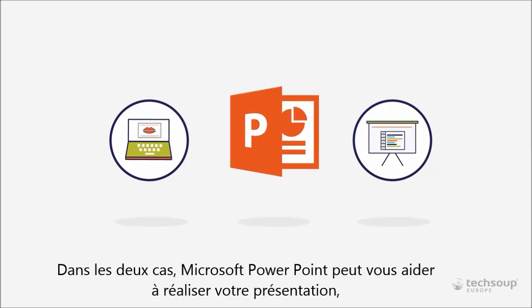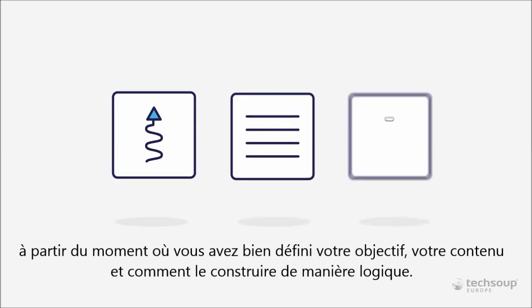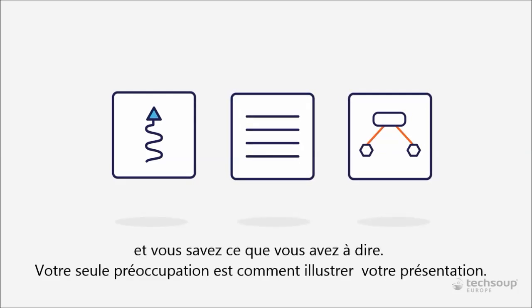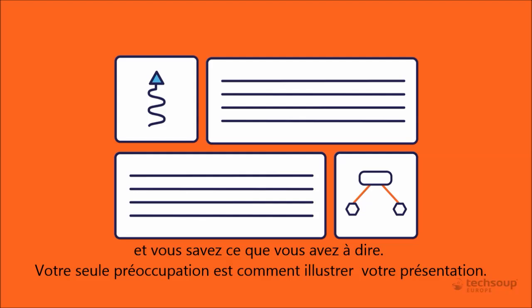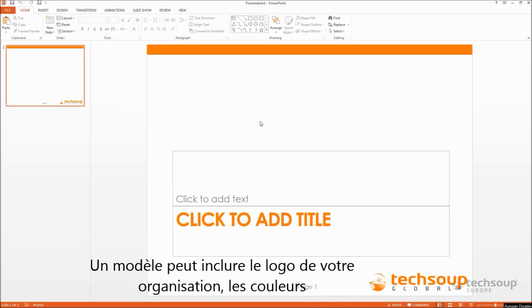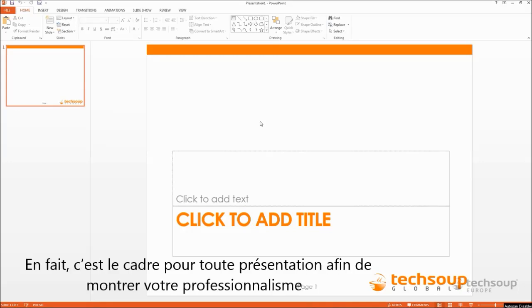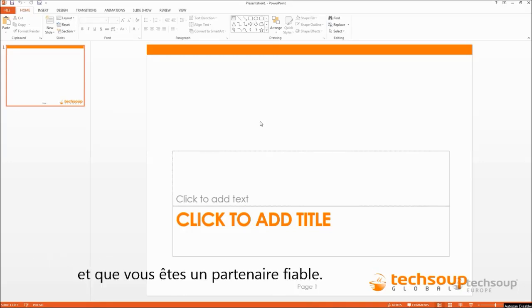Let's assume you've already thought about how to build your narrative. You have your contents, it's logical, and you know what you want to say. Your only concern is how to show it. Well, that's how to think about your PowerPoint template. A template may include your organization's logo, colors, or any other feature you choose. Basically, it's a framework for every presentation and proves you're professional and a serious partner.